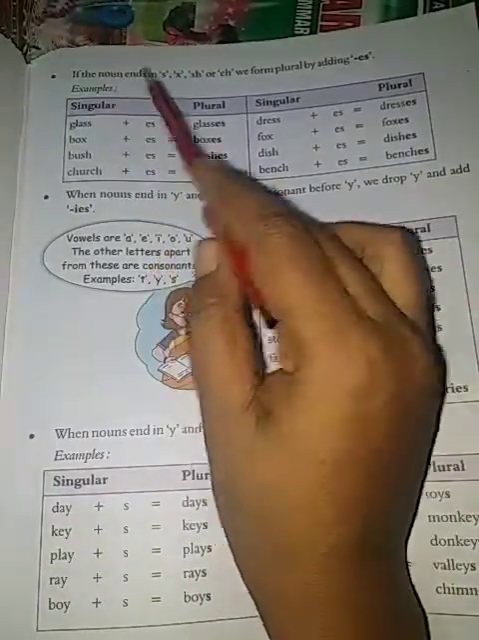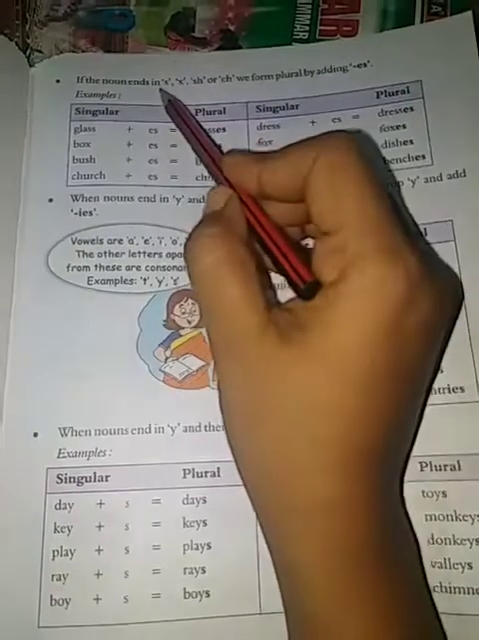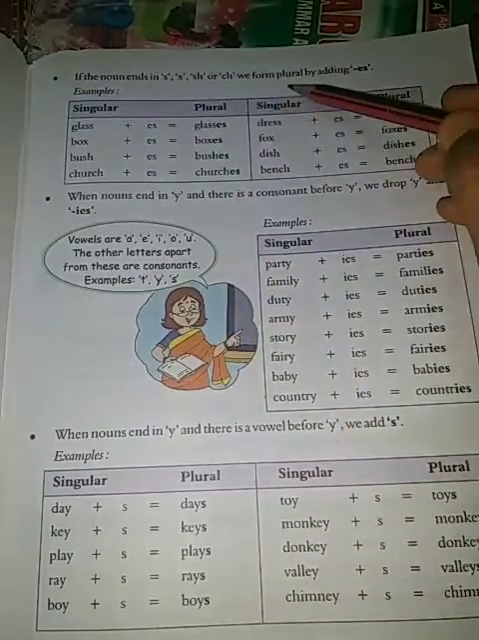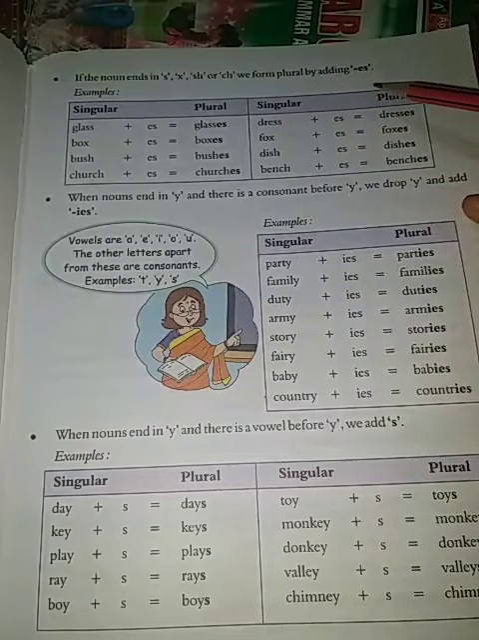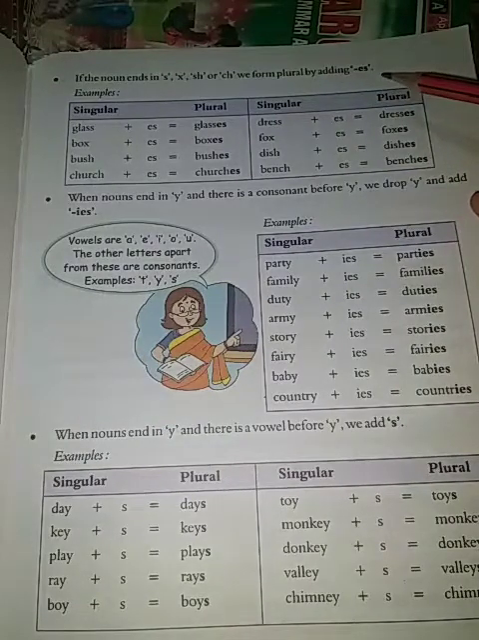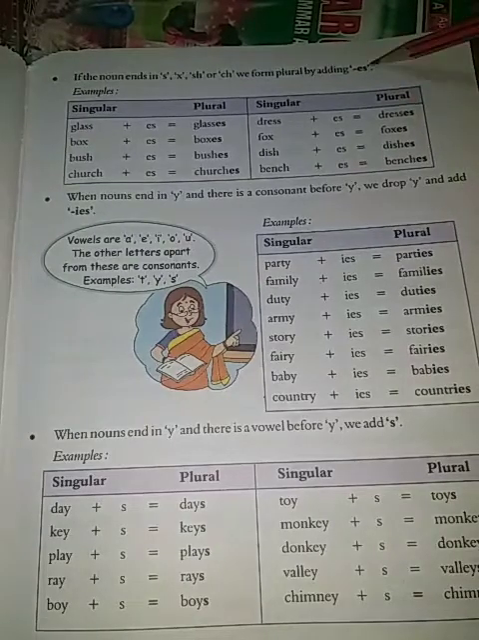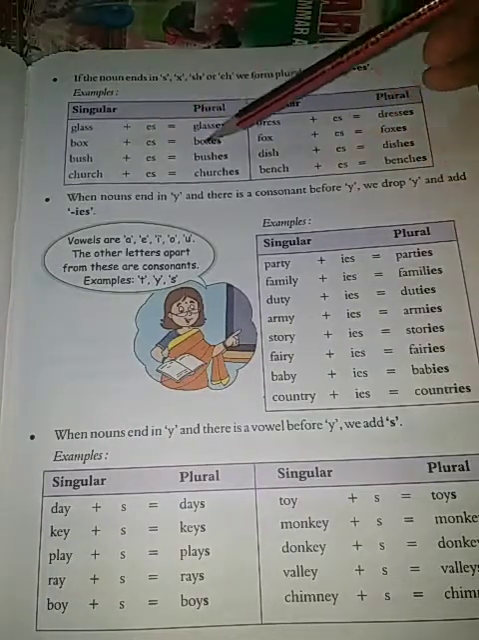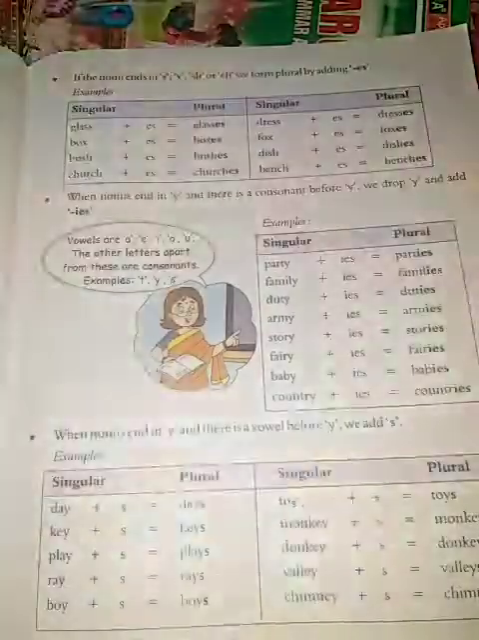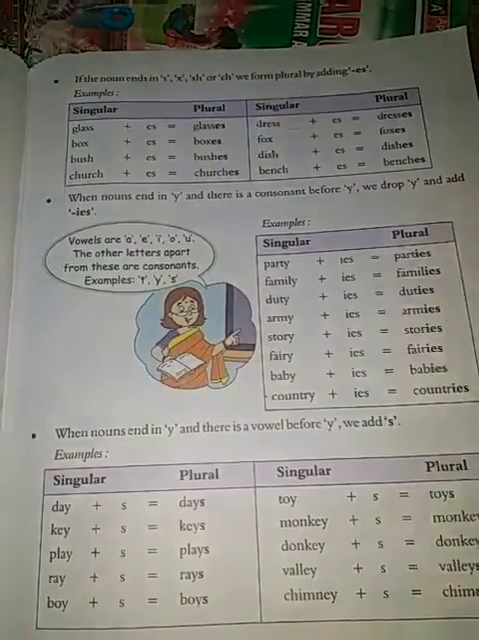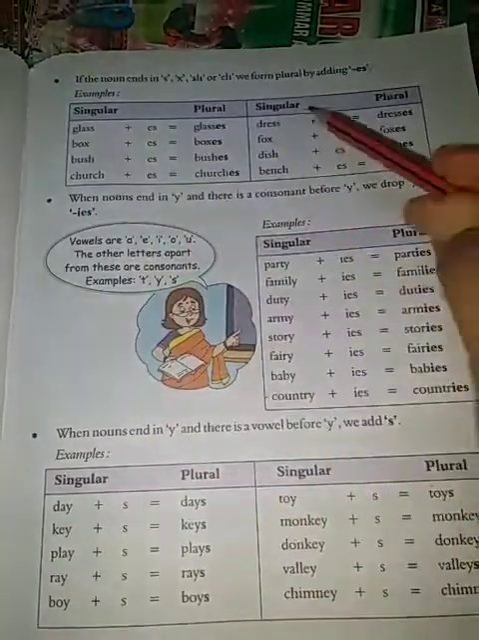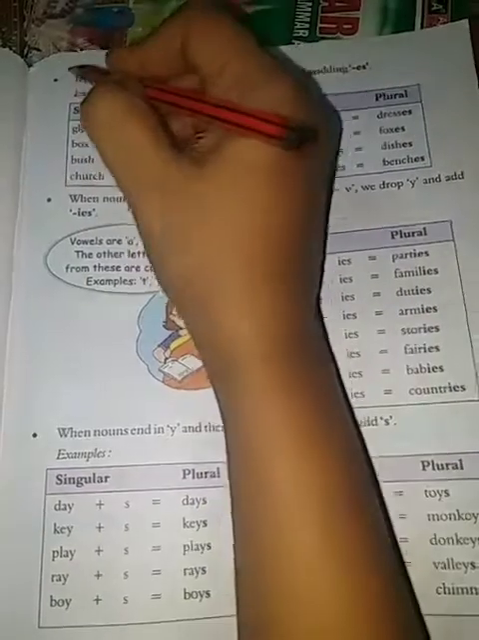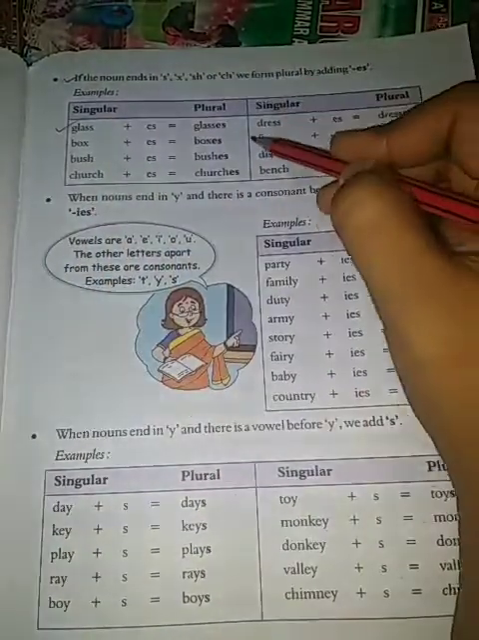Keep this in your mind. It's very, very important that whenever any noun ends with s, x, sh or ch, we form the plural by adding es. We add es after them, like glass, glasses. Box, boxes. Bush, bushes. Church, churches. Dress, dresses. Fox, foxes. Dish, dishes. Bench, benches. I hope you understood. You have to write this also, and please give three examples.